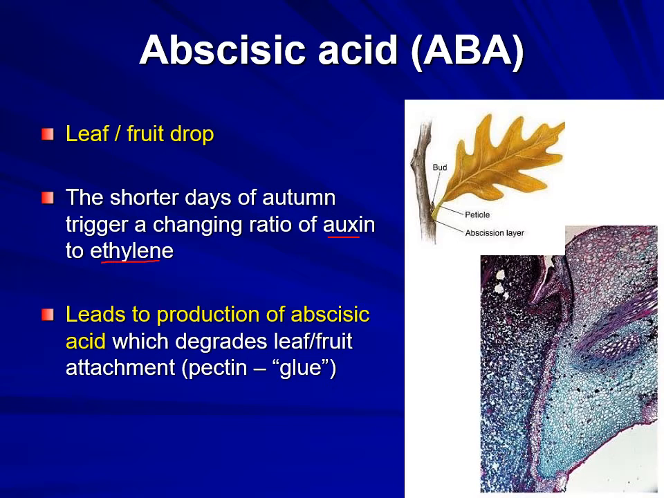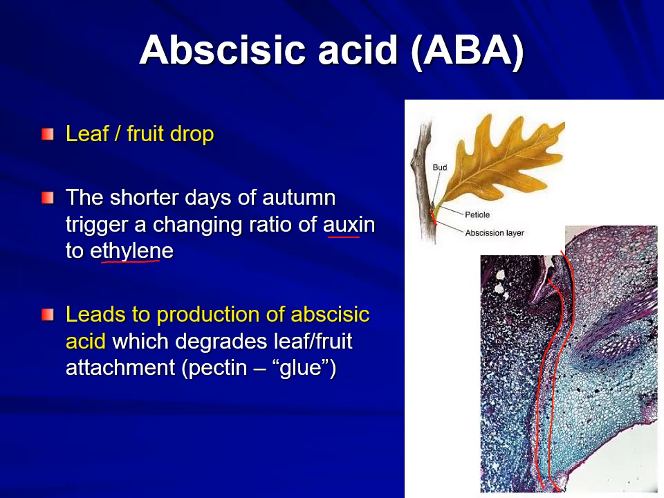So if you look at a leaf where the petiole attaches, and this is a close-up here, where the petiole attaches to the stem, there's a gap. And inside that gap, there are pectins, or types of sugary glues, that hold the leaf on. And you can snap it yourself. You can break it if you want. But in the fall, once abscisic acid is produced, that starts to degrade the pectin, and the leaves will start to fall off when there's wind or just by gravity.